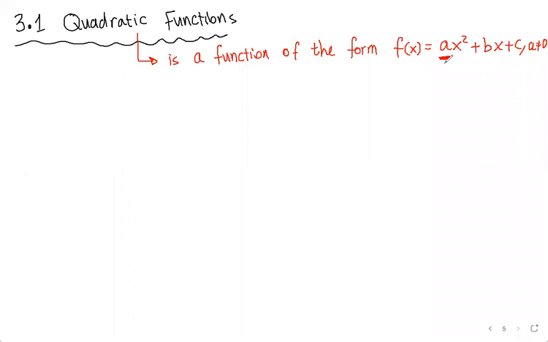Or if I can define it in a different way, I can say it is a polynomial function of degree 2, because this is a polynomial function. So now when you see a quadratic function, you have to know it's a function of the form ax squared plus bx plus c. Now, we have to learn in this section how to graph the quadratic function.